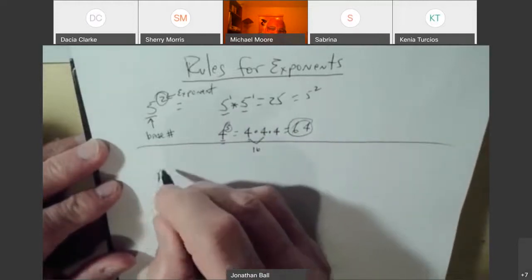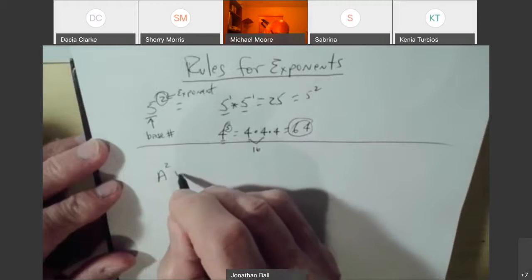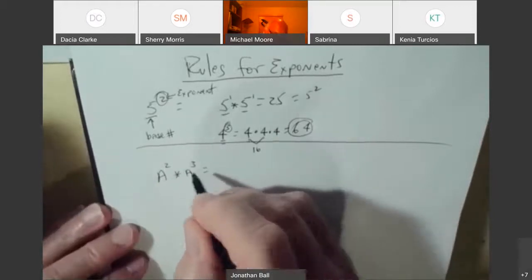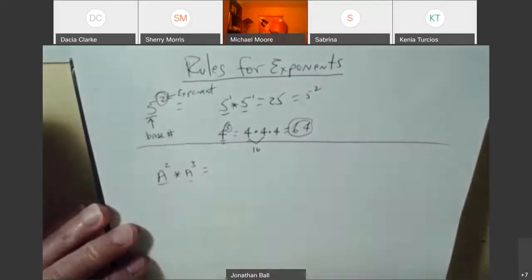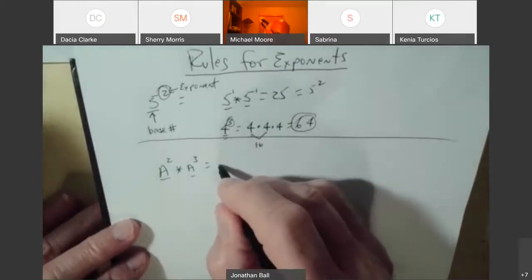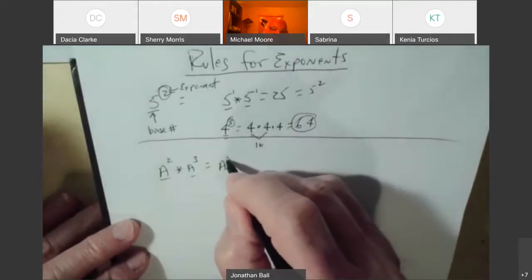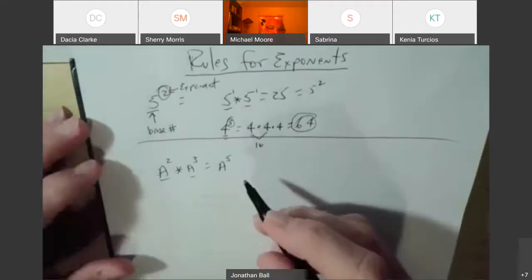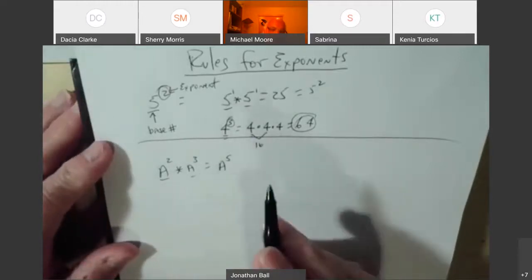So if we have a squared times a cubed, again, we have the same base number, a common base number, so we add the exponents. A to the 5th. I think I sent you a sheet on this last week. But again, you have to have the same base numbers.